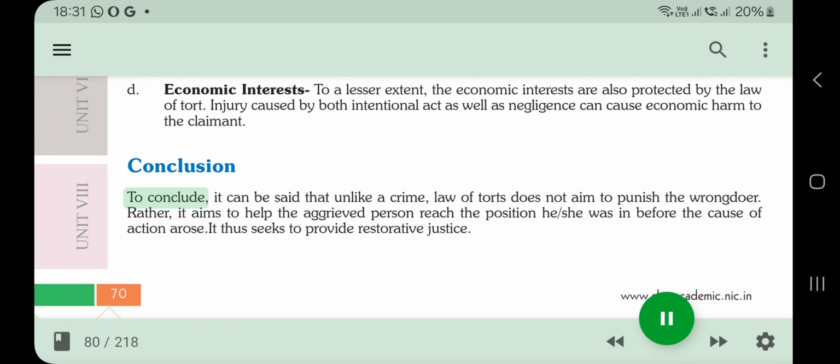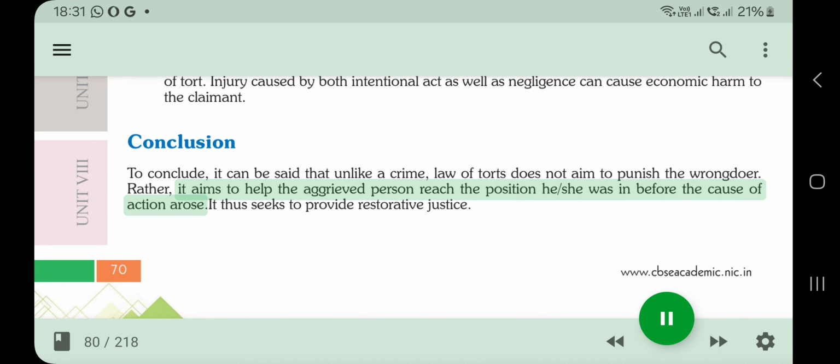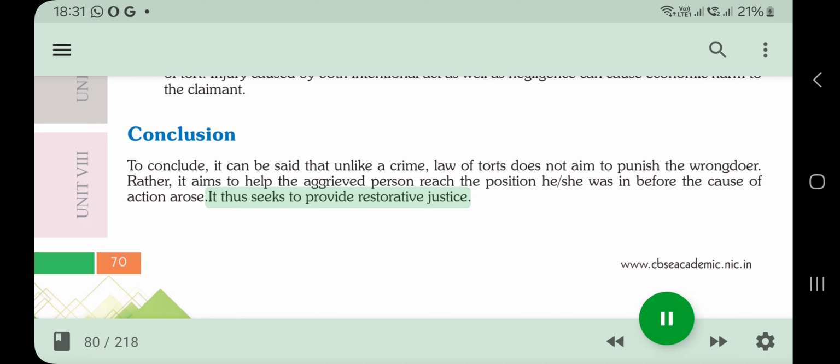Conclusion. To conclude, it can be said that unlike a crime, law of torts does not aim to punish the wrongdoer. Rather, it aims to help the aggrieved person reach the position he/she was in before the cause of action arose. It thus seeks to provide restorative justice.